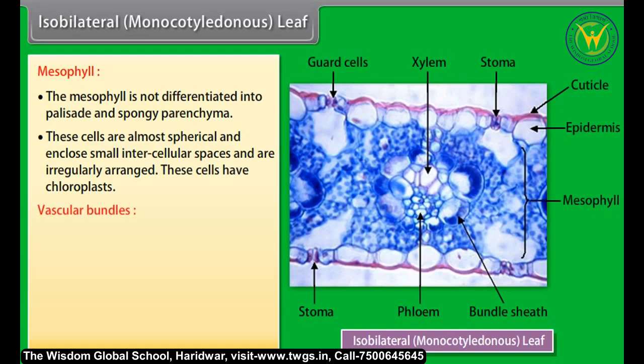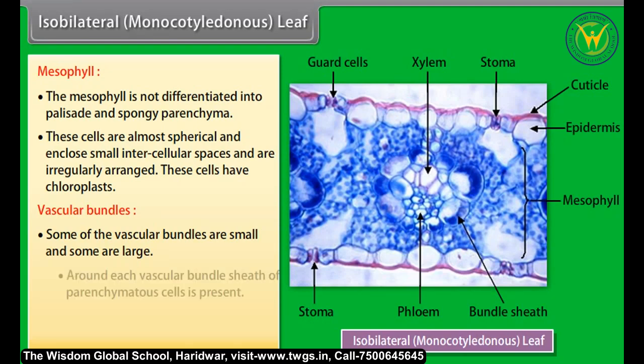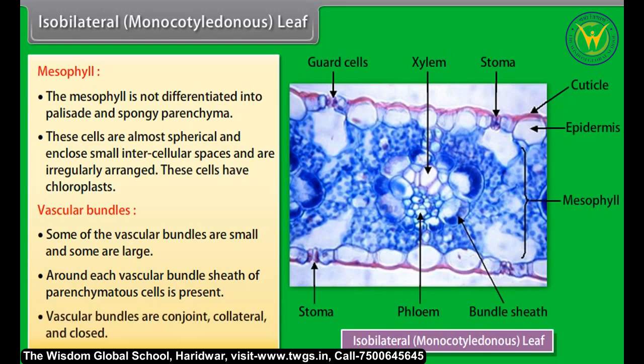Vascular bundles. Some of the vascular bundles are small and some are large. Around each vascular bundle, a sheath of parenchymatous cells is present. Vascular bundles are conjoint, collateral and closed.